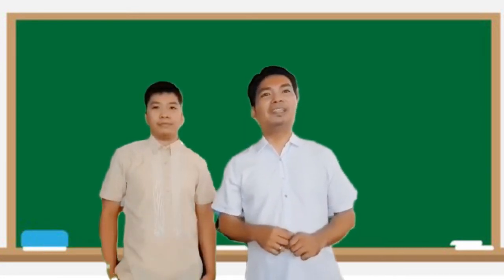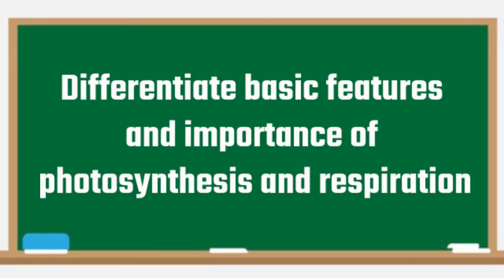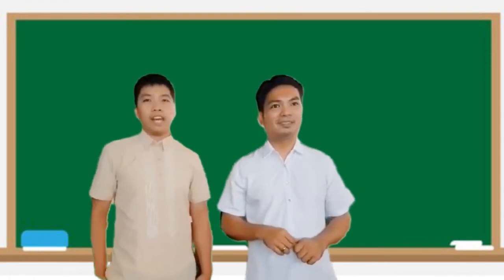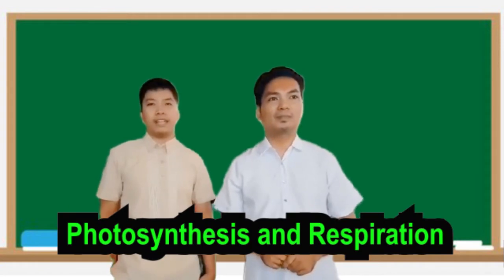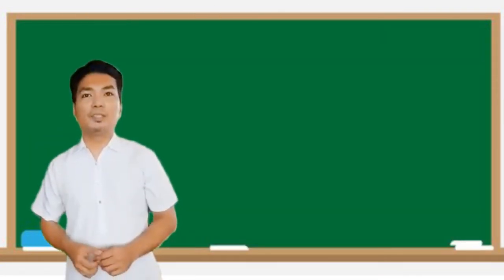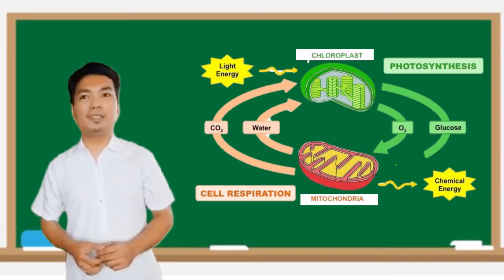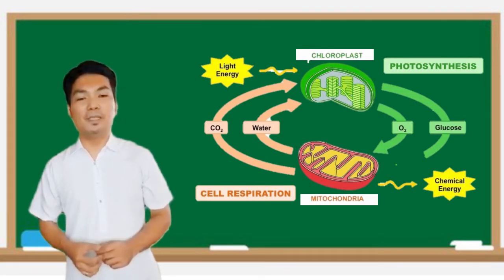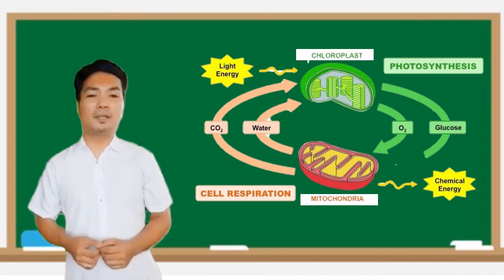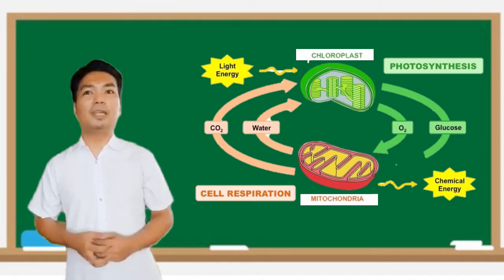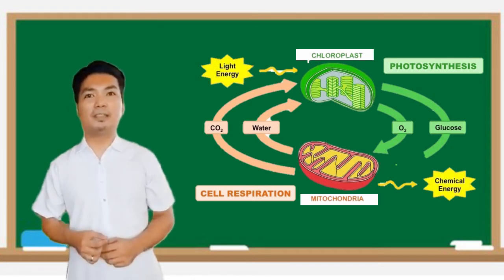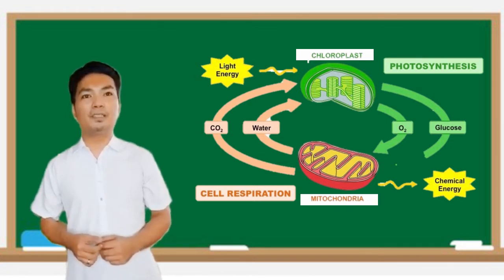This lesson will lead you to differentiate basic features and importance of photosynthesis and respiration. The biological reactions that complement each other in the environment are photosynthesis and respiration. The equations of cellular respiration and photosynthesis are almost opposite processes, meaning the interchange of oxygen and carbon dioxide by cellular respiration and photosynthesis helps in maintaining both atmospheric oxygen and carbon dioxide, and differ in the form of energy that is being absorbed or released as shown in the illustration.